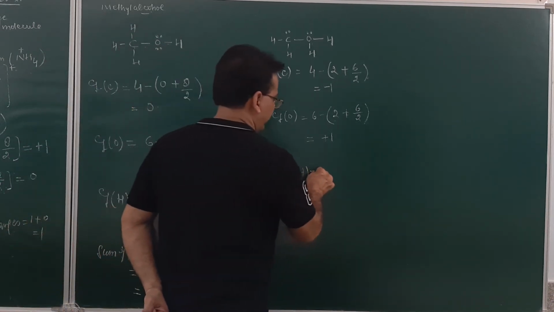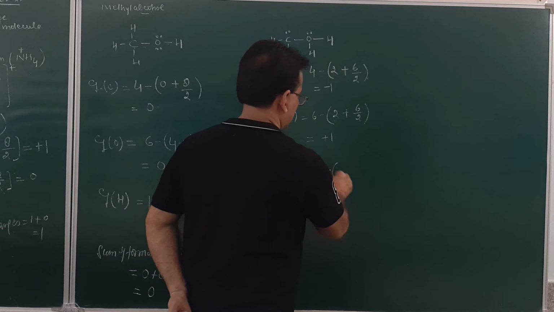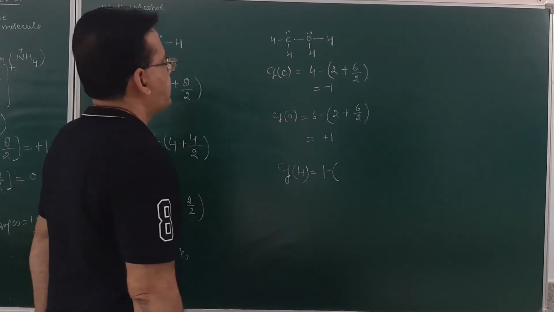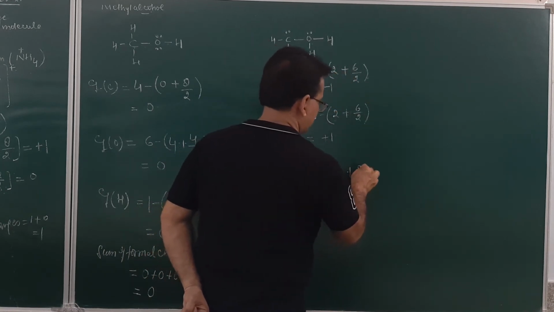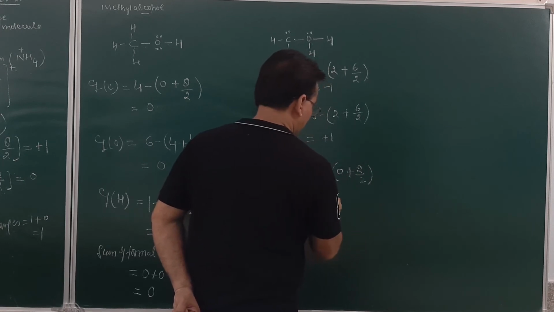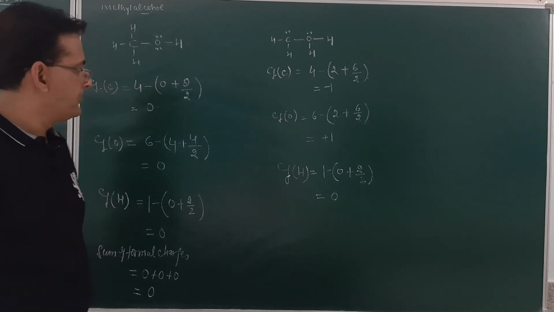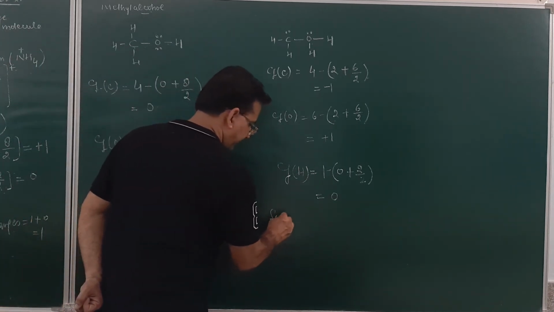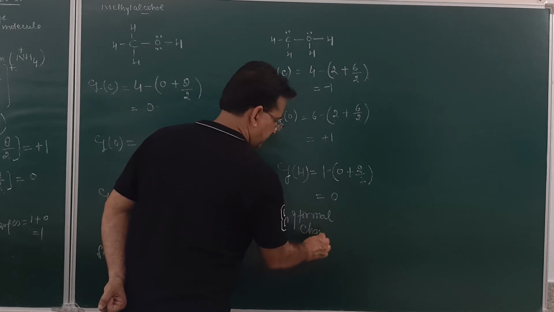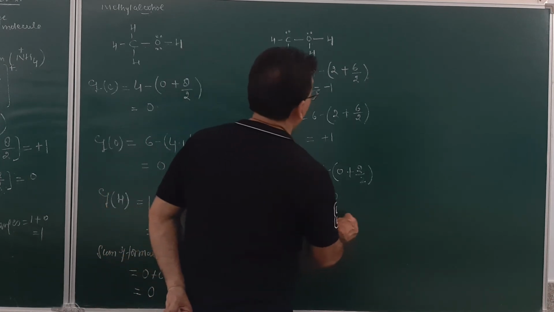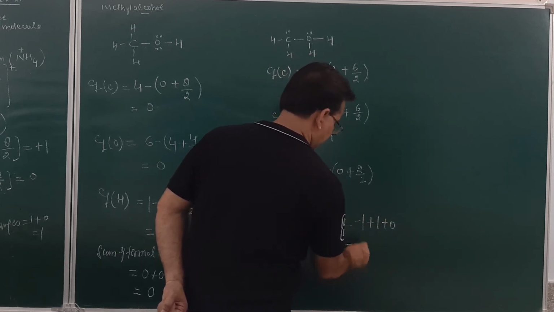Then, if I find out the formal charge for hydrogen, the number of valence electrons in the hydrogen will be 1 minus the number of unshared electrons, 0. How many bonds is hydrogen making? 1. 2 divided by 2. The value will come to be equal to 0. Yes or no? Sum of formal charges will be equal to minus 1 plus 1 plus 0, and that will come to be equal to 0.